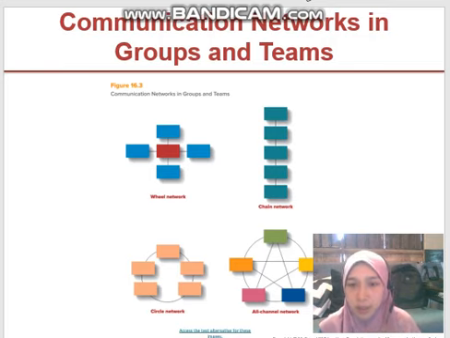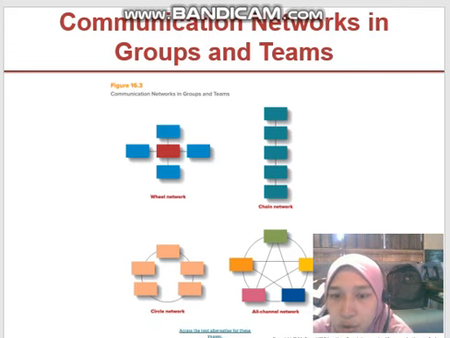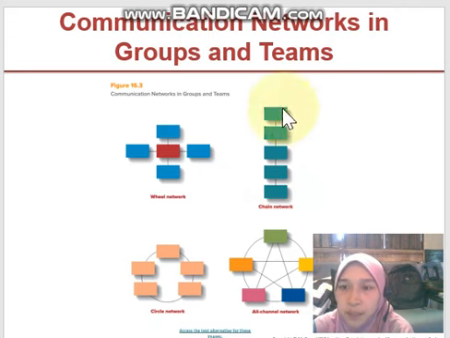That is the wheel network. The second type of communication network in groups and teams is known as the chain network. Members only communicate with the people next to them in the sequence. This is found in groups with sequential task interdependence, such as an assembly line group. For example, you can take a look at this one. Members will only communicate with somebody next to them, so they will not communicate with other people. That is known as the chain network.